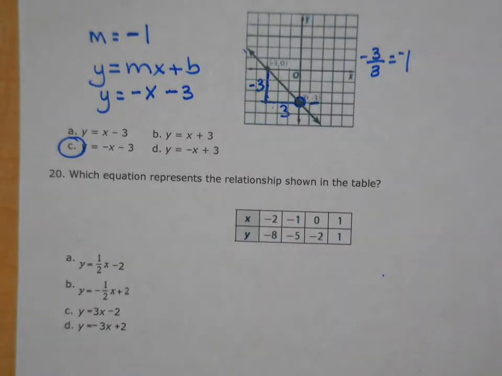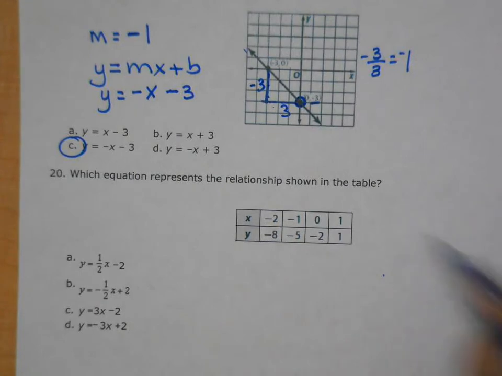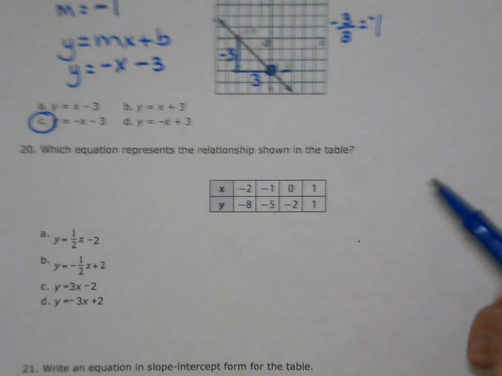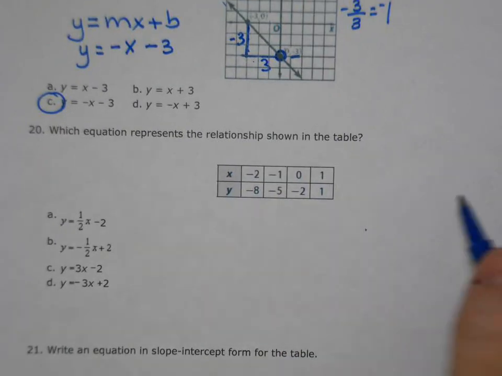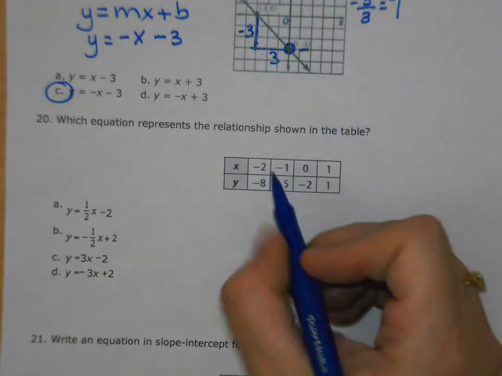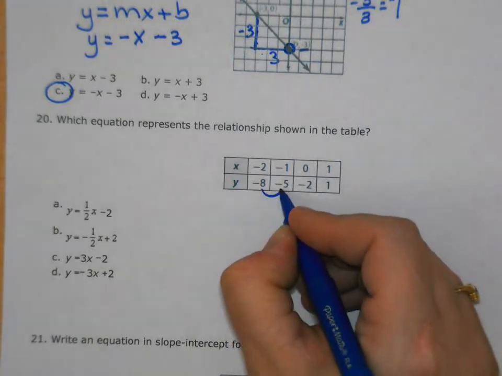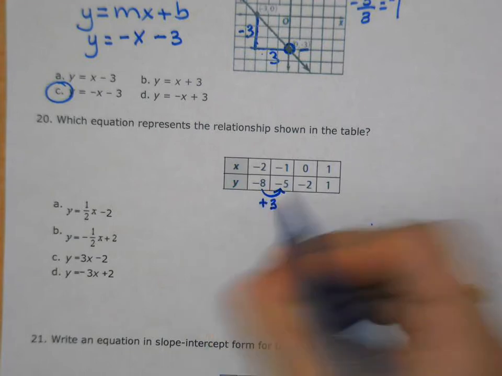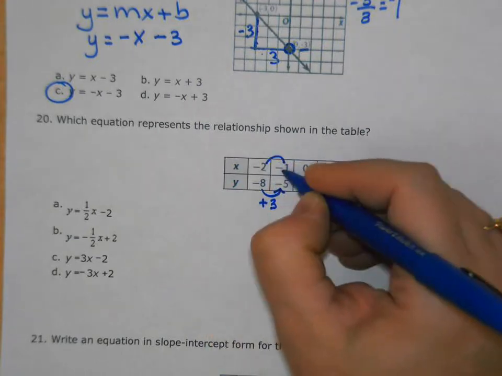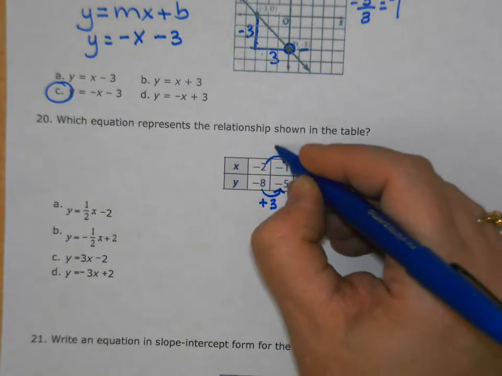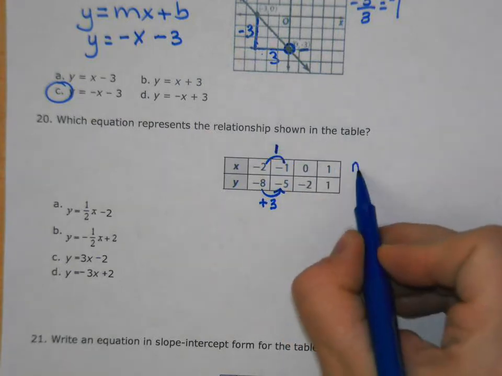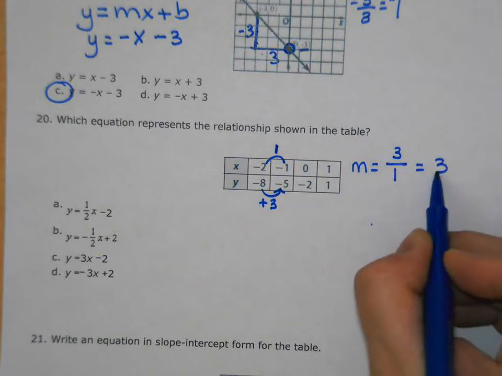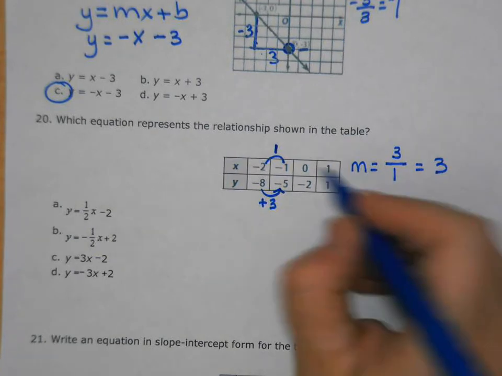Number 20, which equation represents the relationship shown in the table? Now I could check every equation and make sure it works, because remember, your equation has to work, and I'll show you that in just a minute. But I'm going to go ahead and do my change in y. So a negative 8 to a negative 5 is a positive 3 over a change of x. Negative 2 to a negative 1 is a positive 1. So my slope is change in y over change in x, which means it's 3.